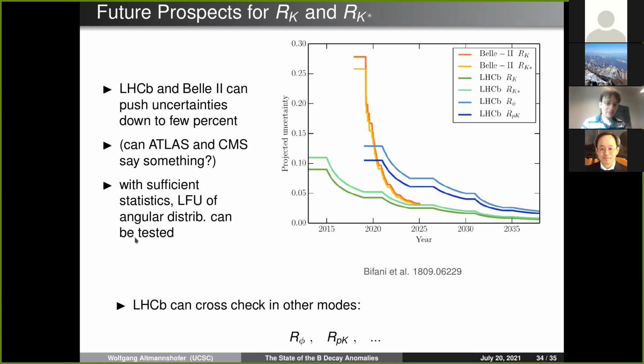Another thing that can be done with enough statistics is that one can look at lepton flavor universality tests in angular distributions. So one looks, for example, at P5 prime in the case of muons and P5 prime in the case of electrons, and compares those measurements of P5 prime and sees if there's any difference between those. That would be another way of having an independent test of lepton flavor universality in those rare B decays.